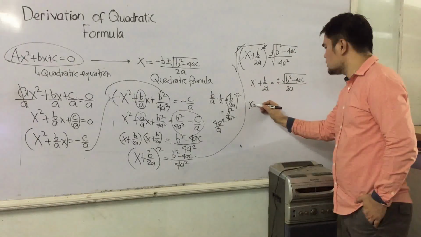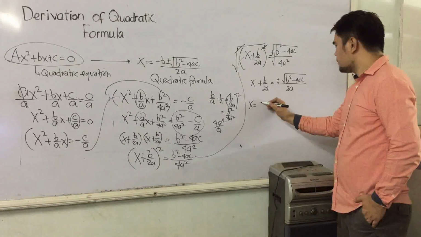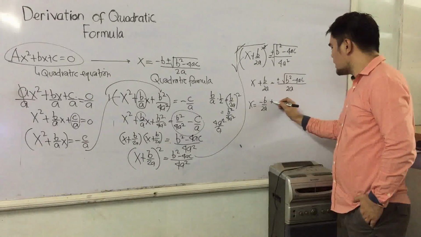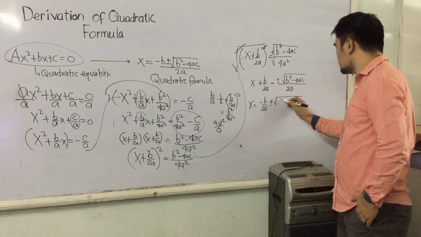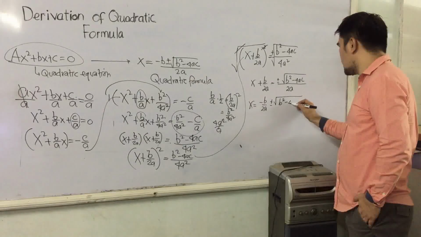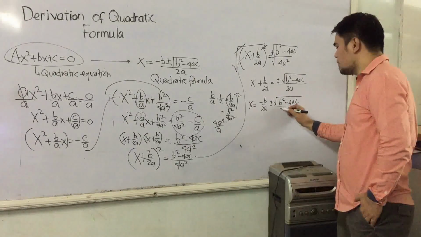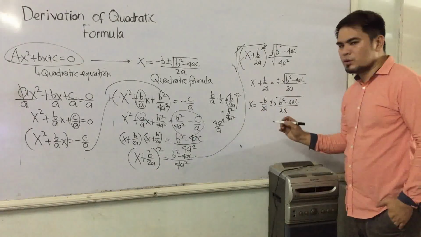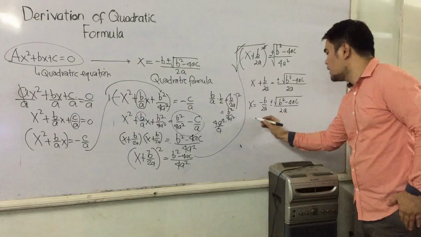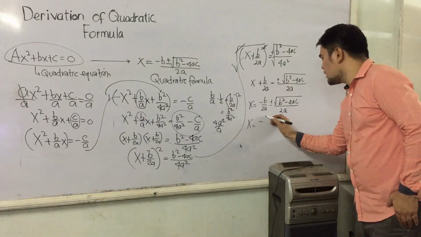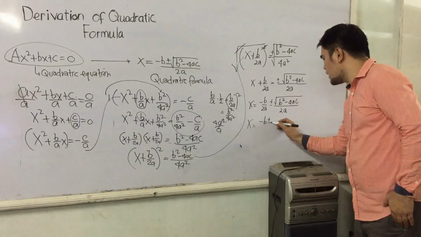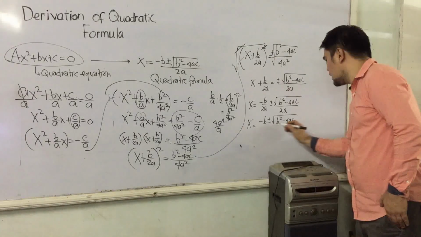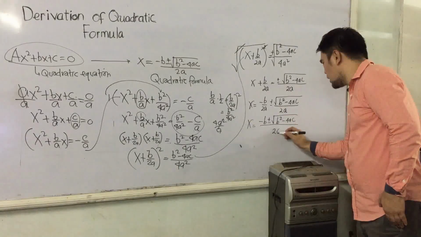So x equals negative b over 2a plus minus the square root of b squared minus 4ac divided by 2a. Since they have the same denominator, all you have to do is combine the common denominator. We have x equals negative b plus minus the square root of b squared minus 4ac divided by 2a.